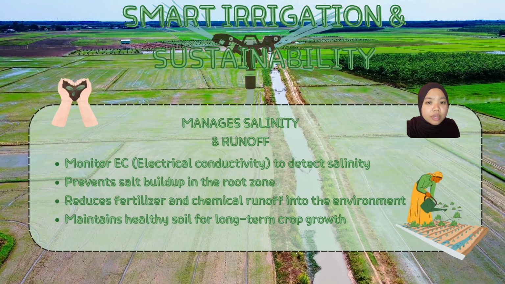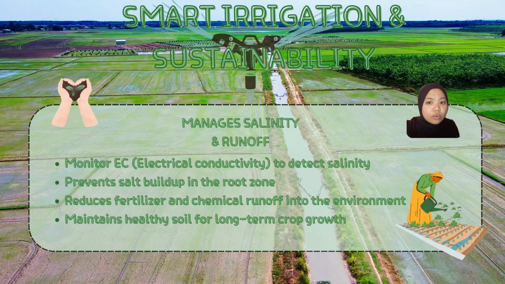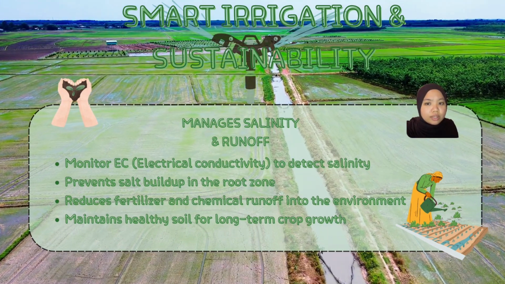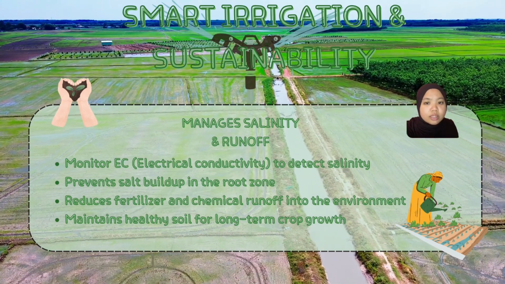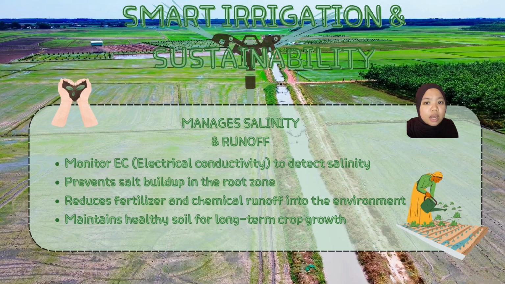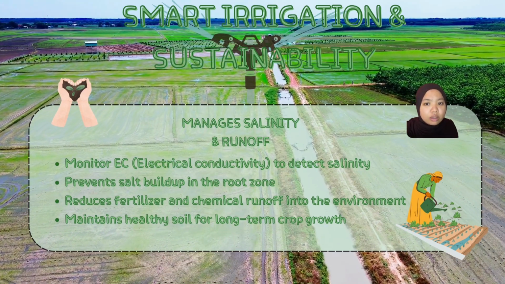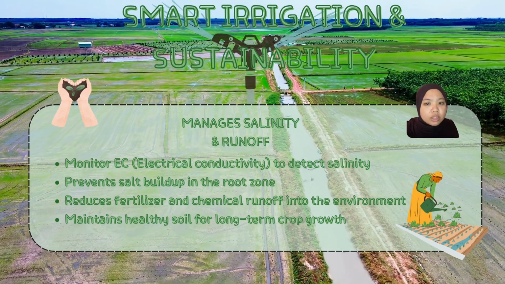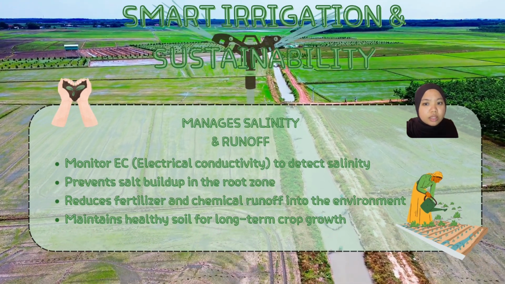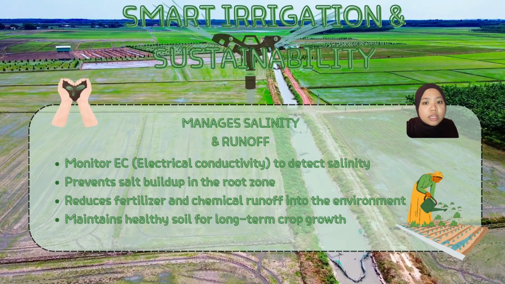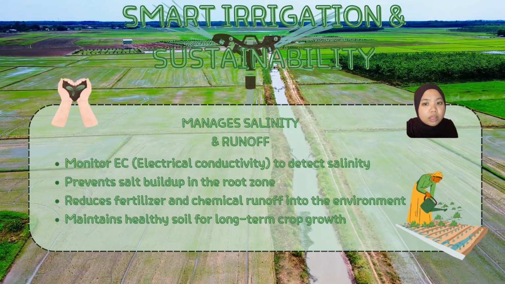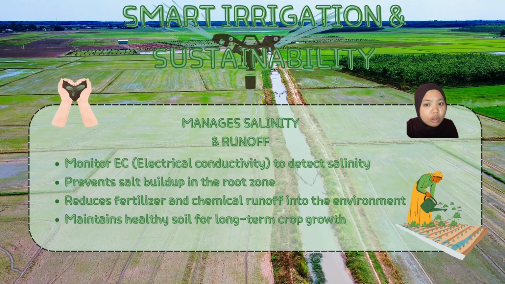Next is managing salinity and reducing runoff. Smart systems can monitor and detect salt levels in the soil. This helps prevent salt building up in the root zone, which can harm crops and reduce the yield. By adjusting irrigation based on the salinity data, farmers can flush out excess salt only when needed, instead of over-irrigating. This keeps the soil balanced and productive over the long term.